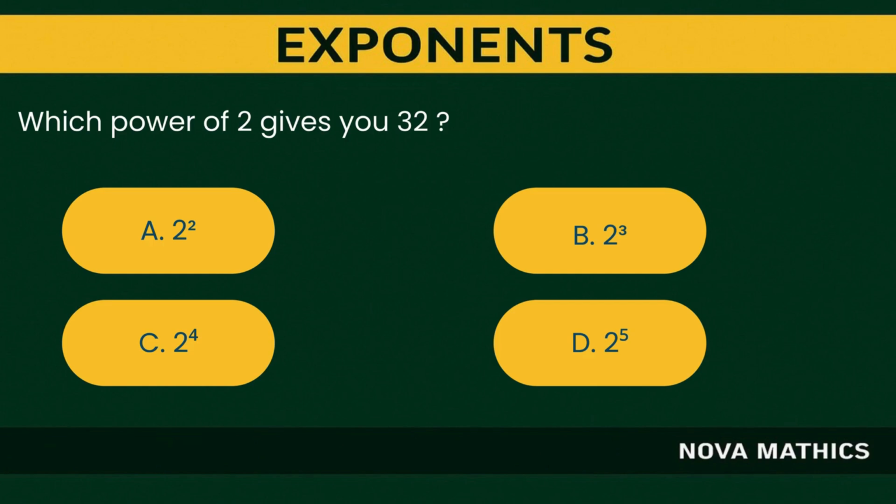Which power of 2 gives you 32? Is it A, 2 to the power of 2, B, 2 to the power of 3, C, 2 to the power of 4, or D, 2 to the power of 5?